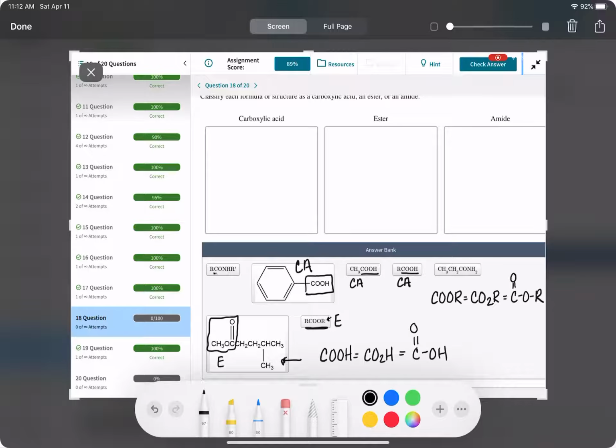The last one we have here, CON, is our abbreviation for the amide functional group. And there's going to be stuff coming after the N like HR or H2. It's just indicating what's attached to this nitrogen, but that's not what matters. The CON is our amide functional group. And so hopefully that helps you with that problem.